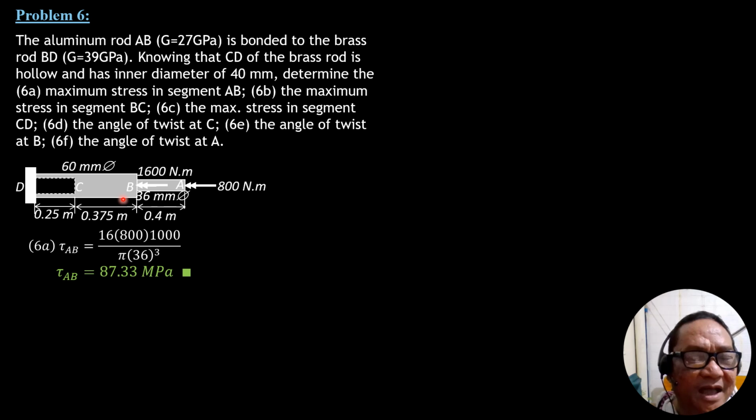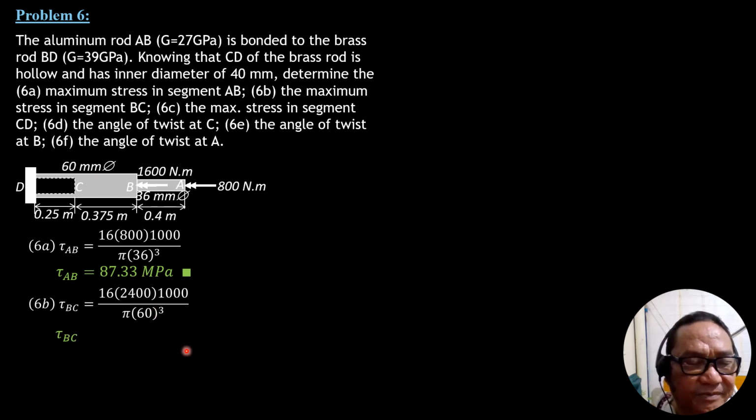Then for BC, again a solid shaft, and the torque here, if you cut a section, we have negative 800 and negative 1600, so negative 2400, which is treated positive. So 16 times 2400 times 1000 over pi 60 cube. It is solid BC and the diameter is 60. So maximum shear stress in portion BC is 56.59 megapascals.